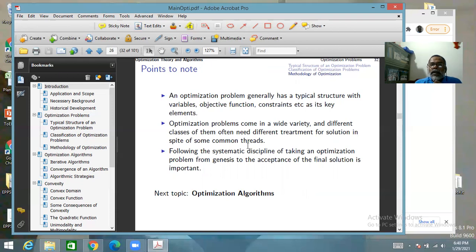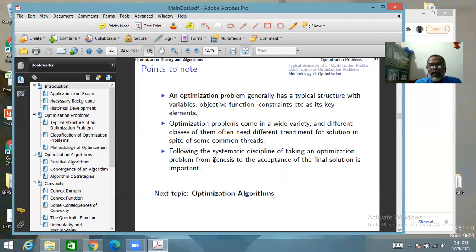And that is one reason why whatever you do in optimization is going to cover only some segment of the entire field, as this course will do. Now, following the systematic discipline of taking an optimization problem from its start, its genesis, to the acceptance of the final solution is important. It's a process which needs to be followed properly. Otherwise, you might end up spending a lot of effort to do something which is not great, or doesn't even make sense at times.